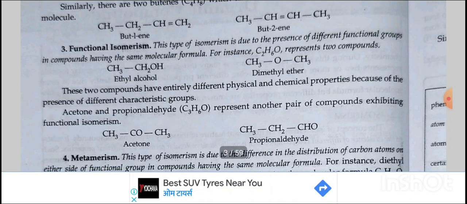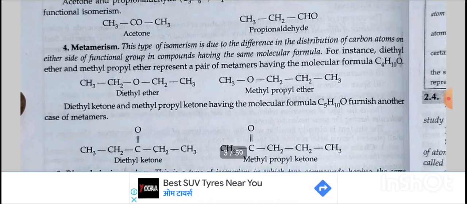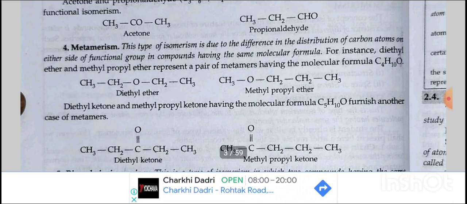Acetone and propanaldehyde represent another pair of compounds exhibiting functional isomerism. Acetone, propanaldehyde. Metamerism. This type of isomerism is due to difference in distribution of carbon atoms on either side of the functional group in compounds having the same molecular formula. For instance, diethyl ether and methyl propyl ether represent a pair of metamers having the molecular formula C4H10O.